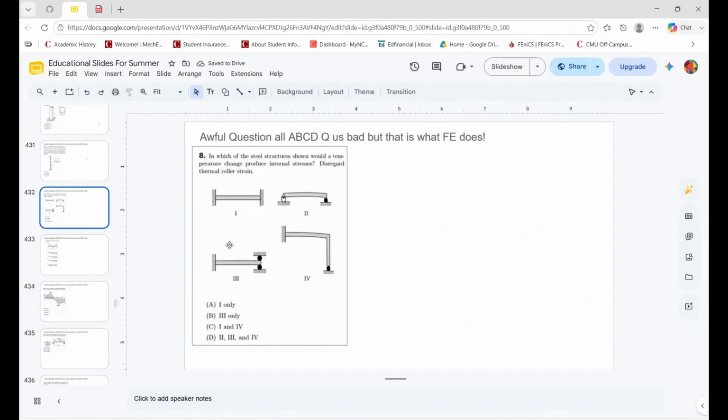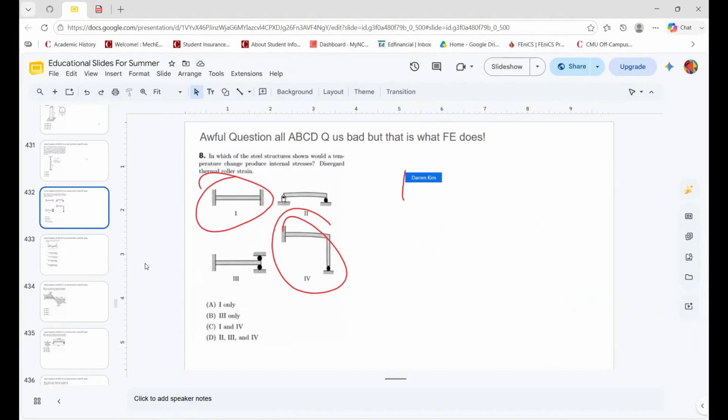All right. Next question. In which of the following steel structures would a temperature change produce an internal stress, disregarding the thermal expansion against the spring? Well, it's kind of obvious what it's going to be. It's 1 and 4 because this has free movement up, so I don't need to think. Let's see.